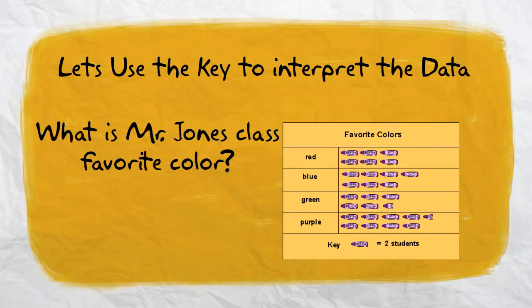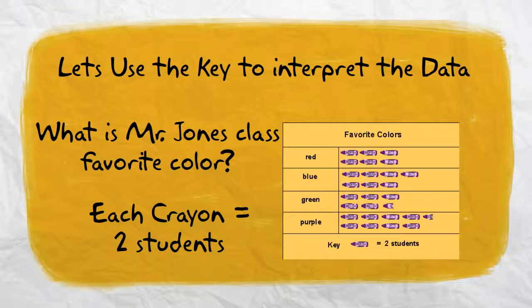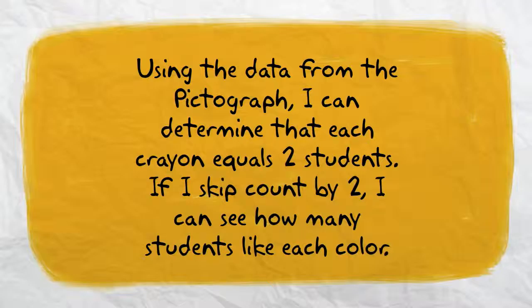Okay, so let's use the key to interpret the data. What is Mr. Jones' class's favorite color? Well, we look at the crayon, and again we see that the key represents 2 students for each crayon, for red, purple, green, and blue. Let's see the numbers for each color. Using the data from the pictograph, I can determine that each crayon equals 2 students. If I skip count by 2, I can see how many students like each color.